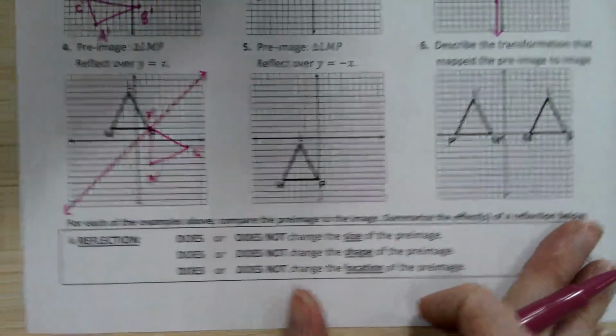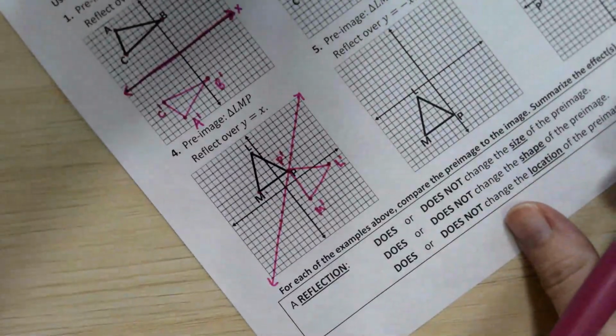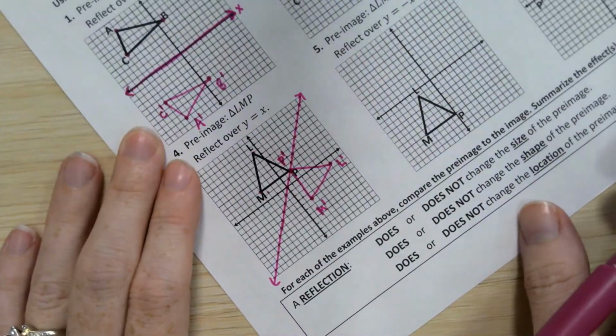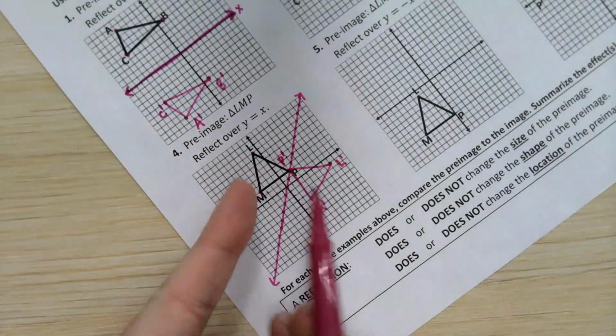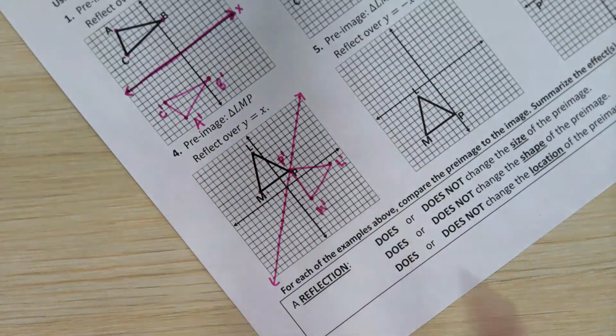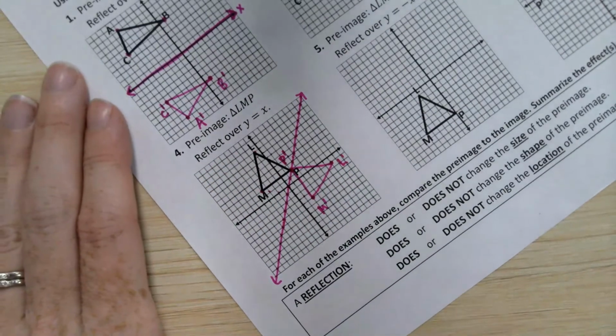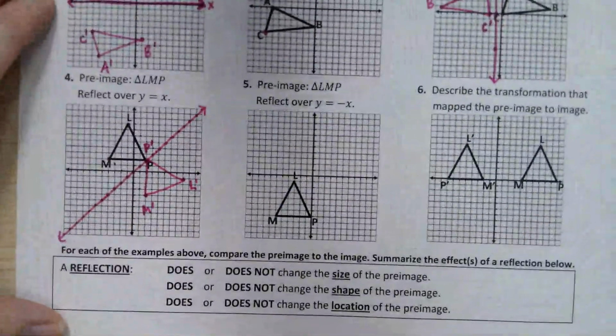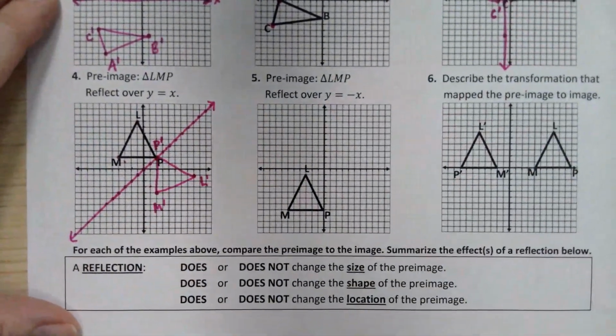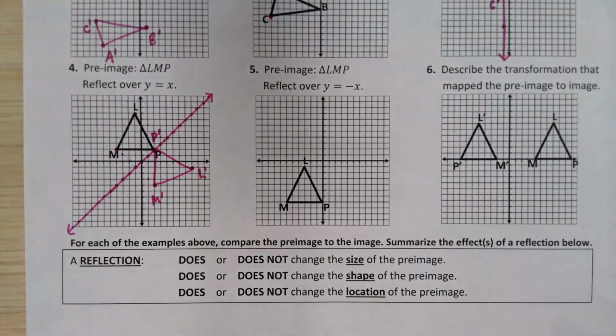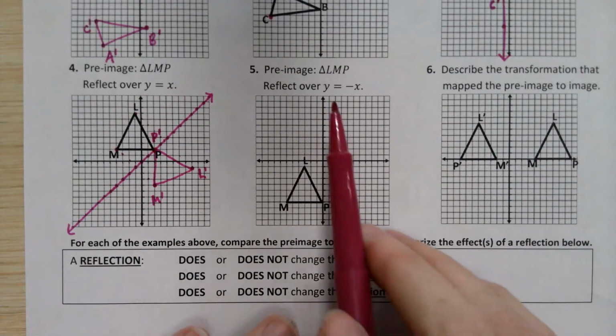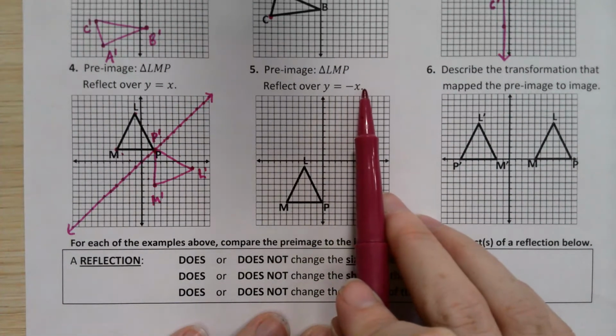And so sometimes it helps if you turn your paper and you make that line of reflection look vertical. Now it looks like those would just fold up and match on either side of that line. It makes you feel a little bit more confident about your reflecting. Sometimes it looks a little bit weird when you're just looking at it. Okay. Example 5 is going to be similar, except the line is y equals -x.